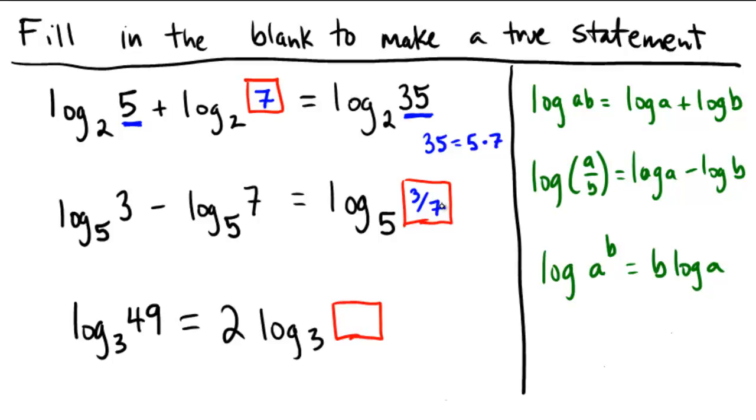And in the last example, we have log base 3 of 49, and that's going to be equal to 2 log base 3 of some unknown thing, some blank. Here we note that 49 is the same as 7 to the power of 2. So the 2 would pull out in front by the third rule, leaving us with log base 3 of just the base of the exponential, and that means that 7 is going to go into the blank there.